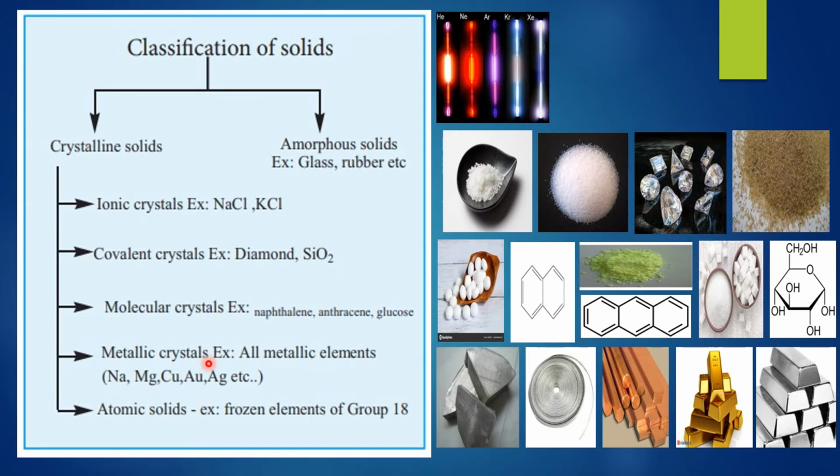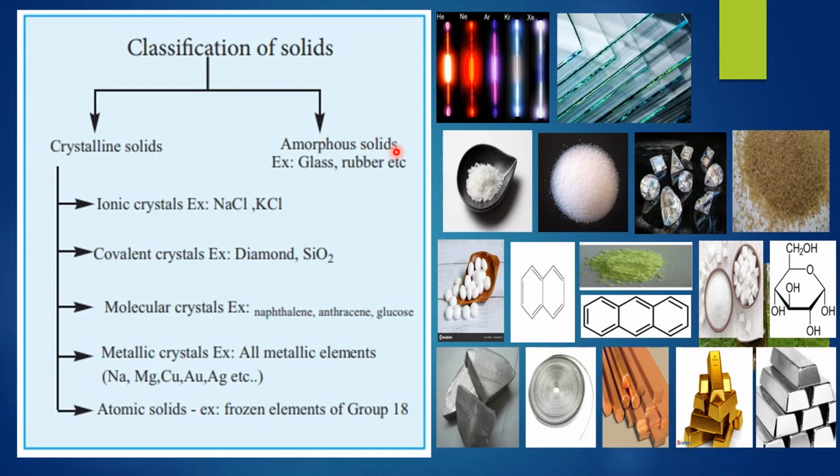Next is the amorphous solid. In an amorphous solid, the packing will not be perfect. Examples of amorphous solids are glass and rubber.